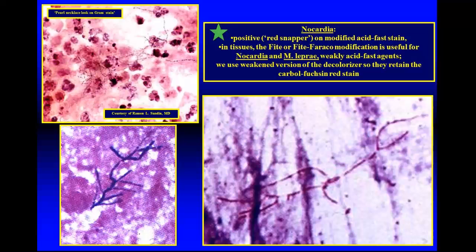This stain allows very weakly acid-fast agents, such as these two, Nocardia and Mycobacterium leprae, to come out as acid-fast. If I use the common acid-fast bacillus stain, they would lose the carbolfuchsin by the decolorizer. They're weakly acid-fast, but with the weaker decolorizer of the Nocardia stain, known as a Fite stain, they remain red.